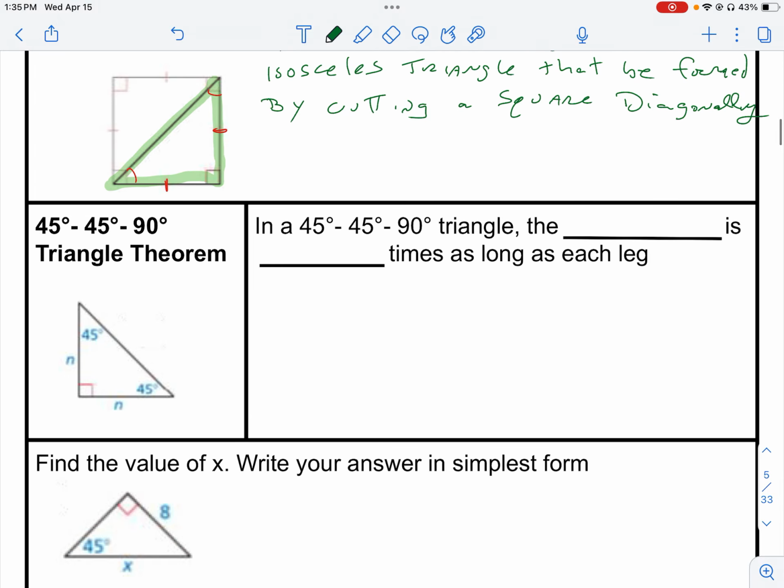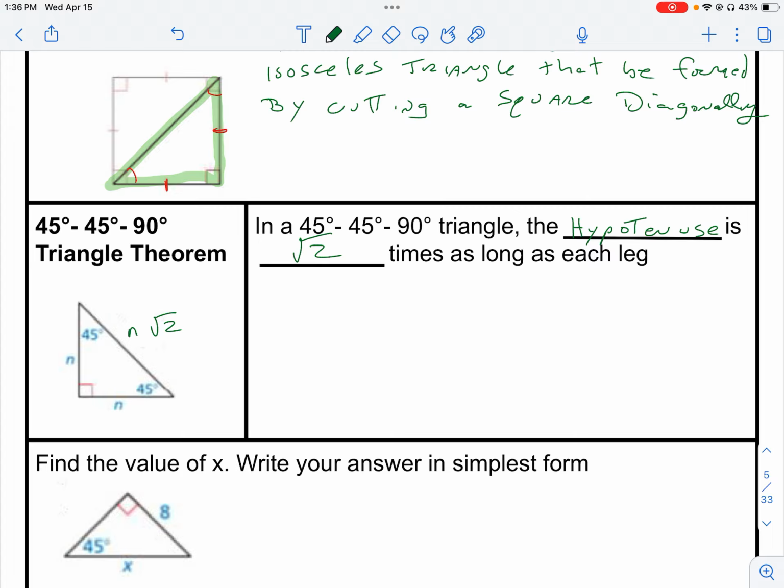Well, in a 45-45-90 triangle, the hypotenuse is radical 2 times as long as each leg. So each leg is n, so the hypotenuse is going to be n radical 2.